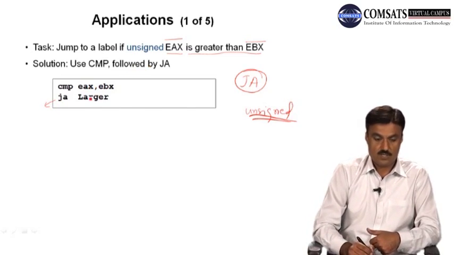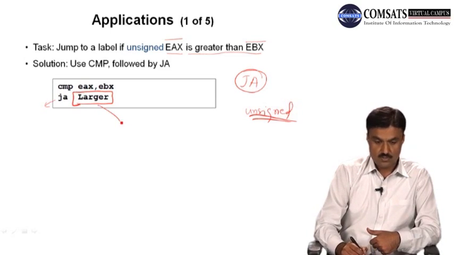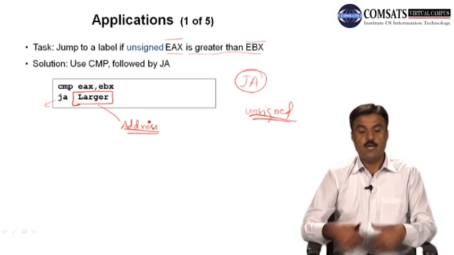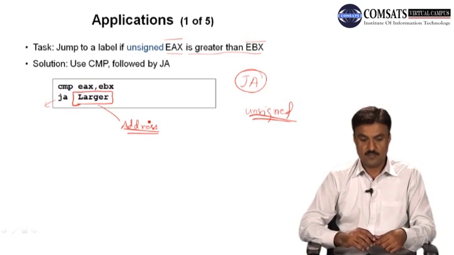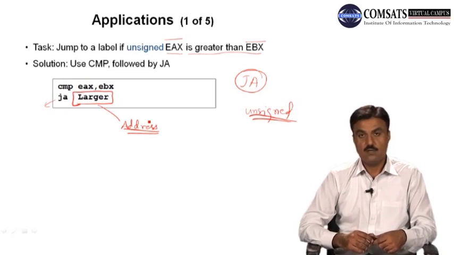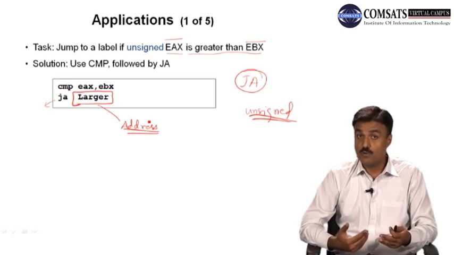Whatever keyword or label is written here, it shows the address inside the program, so it will transfer control to this label. So we use the compare instruction. It must be followed by the jump.